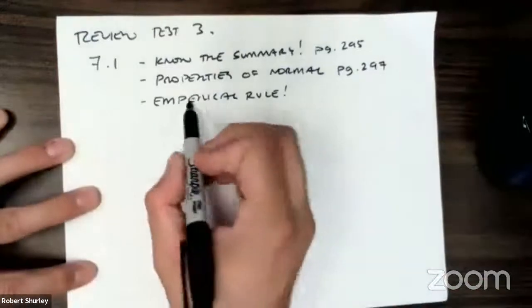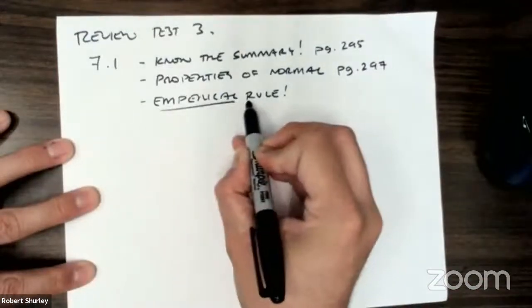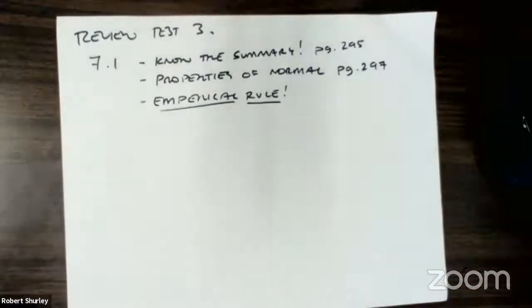But I will make sure to write the empirical rule when I say that, because we know how to get the actual areas now, because it pops up in 7.2, 7.3, and 7.4. But if I mention empirical rule, I want you to use that approximation that the empirical rule goes over.